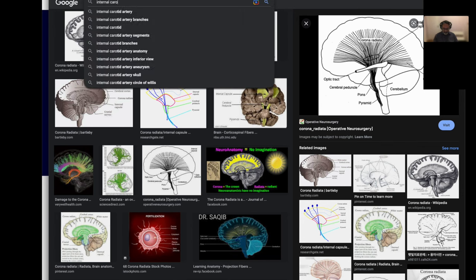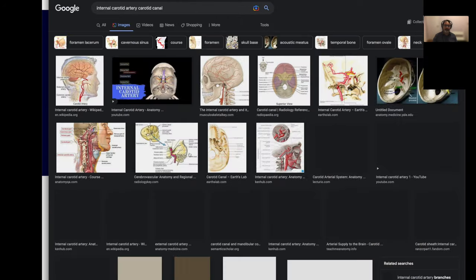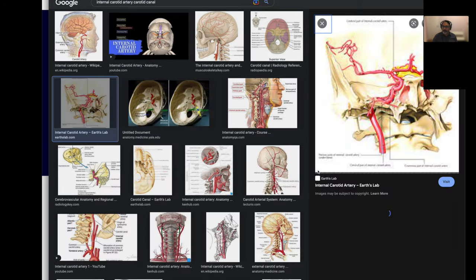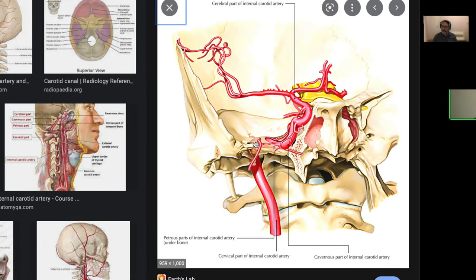Internal carotid artery in the carotid canal. This is how it actually enters. So here it comes. It goes in the carotid canal and becomes horizontal.